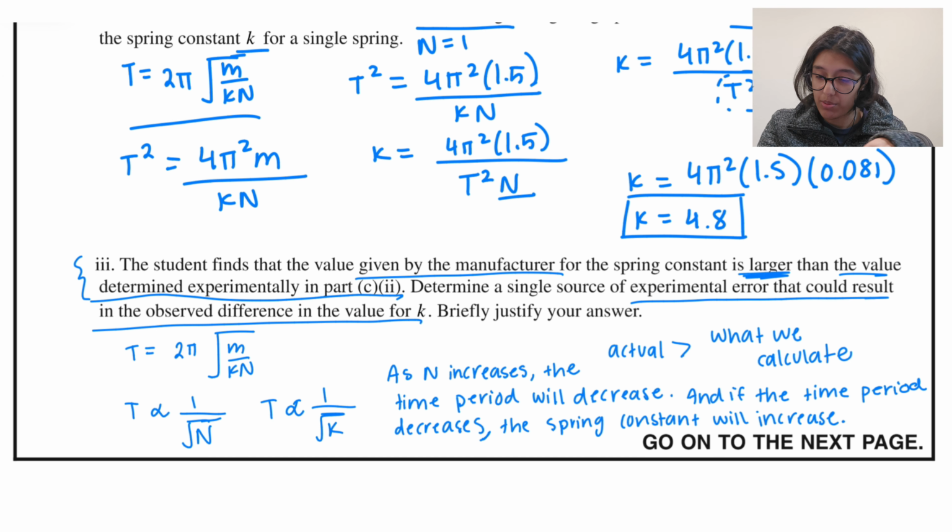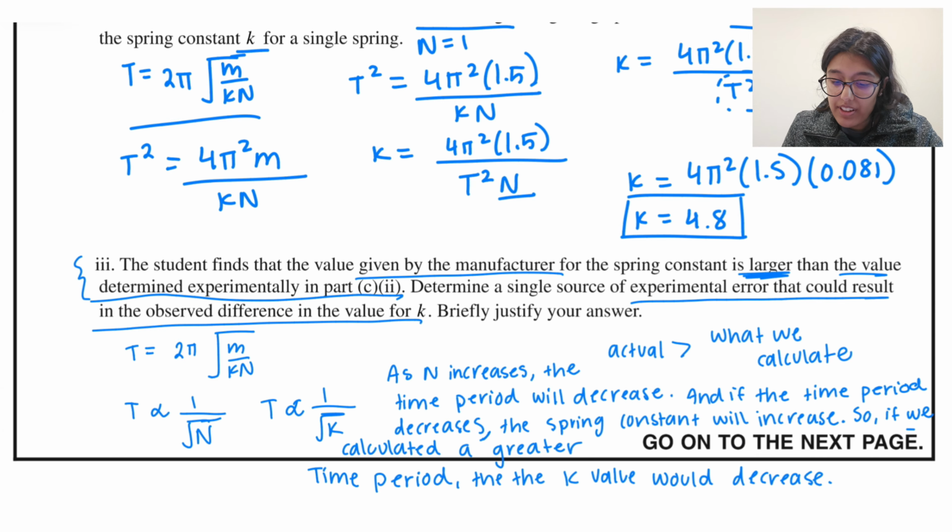Because they're inversely proportional. So if we calculated a greater time period, so essentially what I wrote is that if we calculated a greater time period, so if t increases, then the k value would decrease, which is why what we calculated was so much less than the actual value.